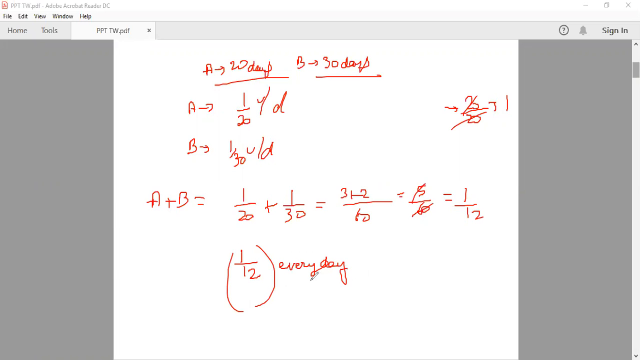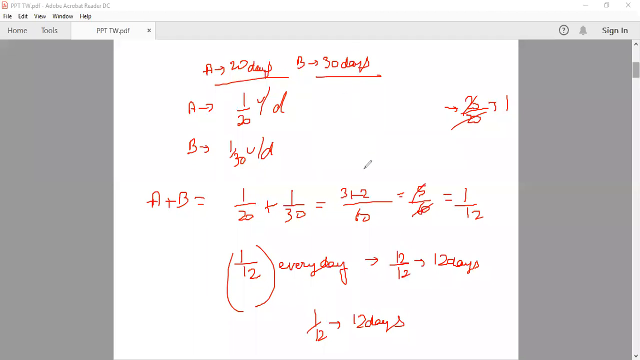Since they are completing 1/12 of the work every day, in how many days will the work be completed? 12 by 12, in 12 days. And we generally reverse it at the end. We generally reverse it. The reverse of 1 by 12 gives 12 days, the answer. But you should know why we are reversing it.